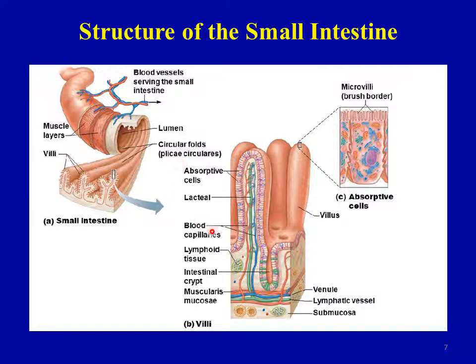If we take a closer look at the mucosa, we can see that the mucosa has finger-like projections called the villi. The villi are covered by epithelial cells. We call them the enterocytes because they are enteric epithelial cells. And the core of the villus is composed of the lamina propria that contains blood capillaries and a lymphatic vessel called the lacteal, which is important for the absorption of lipids.